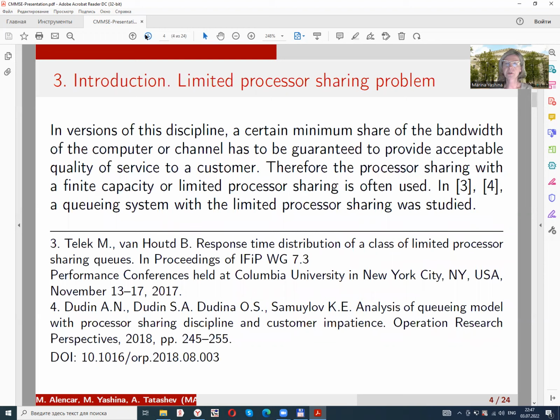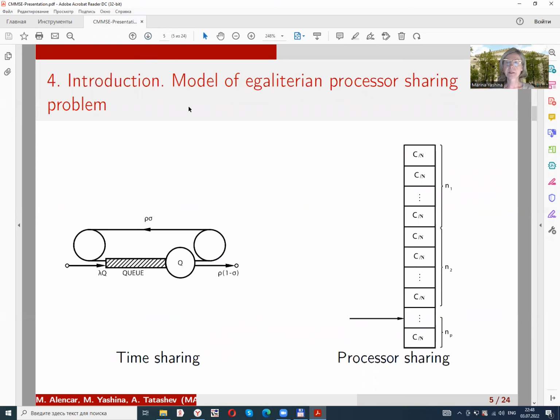In a version of the discipline, a certain minimum share of the bandwidth of the computer or channel has to be guaranteed to provide acceptable quality of service to a customer. Therefore, processor sharing with a finite capacity, or limited processor sharing, is often used. In this paper, a queueing system with limited processor sharing was studied. You can see the scheme of the model of egalitarian processor sharing.